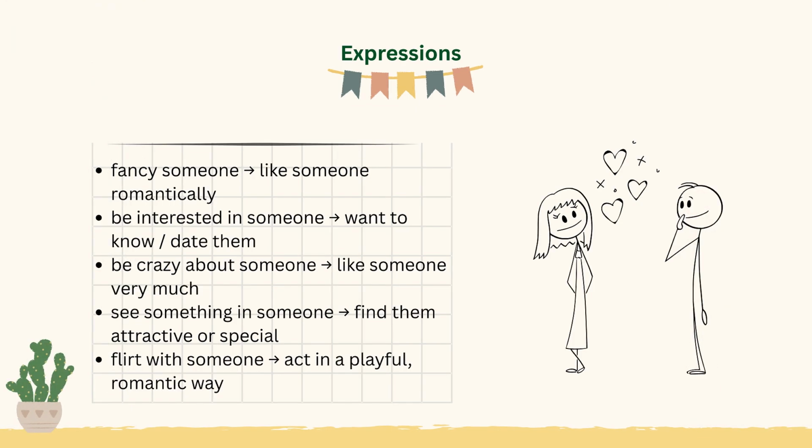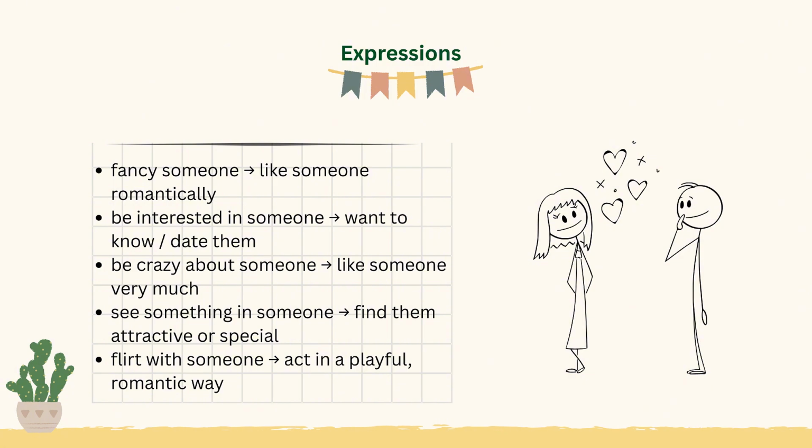Let's look at some natural English expressions people use when they talk about attraction. To fancy someone means to like them romantically. It's informal and very common in British English. To be interested in someone means you like them and may want to date them. If you are not interested, the feeling isn't there. To be crazy about someone is much stronger. It means you like them a lot.